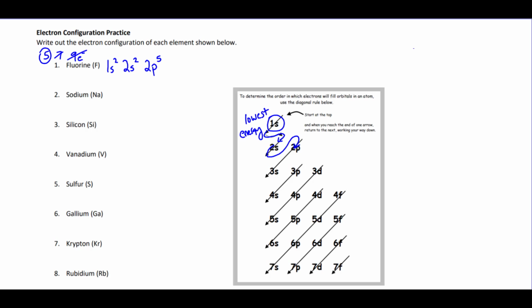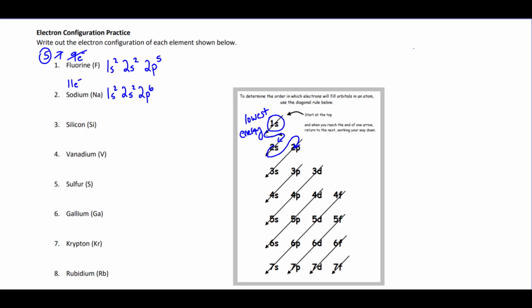Now the next question, sodium, that's got 11 electrons. You can find that on the periodic table, and I do want to show you something to speed this up a little bit. If it's got 11 electrons, the first 9 of them are going to be exactly the same as the previous problem. So that's going to be 2p5, but I'm not going to write that 5. I'm going to write 2p6.